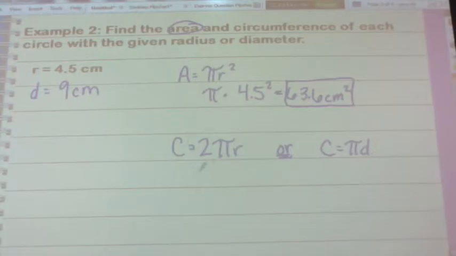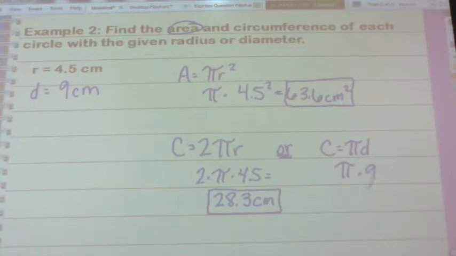When we use 2 pi r, it's going to be 2 times pi times the radius, which is 4.5. Rounding to the nearest tenth, you will get 28.3 centimeters. Or if you use the other formula, pi times diameter, it will be pi times 9. And pi times 9 is the same thing, 28.3 centimeters.